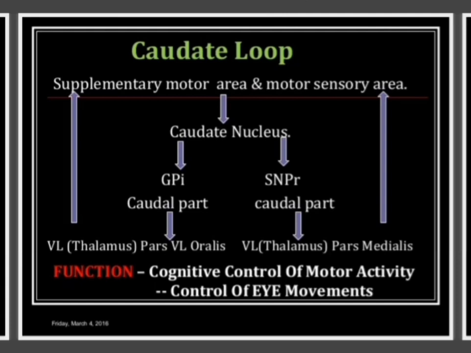Cognitive control of motor activity. What is meant by the word cognition? That is the thinking process. This word is the life of the CNS. Cognitive processes. Cognition means thinking process. Control of motor activity, control of eye movements.